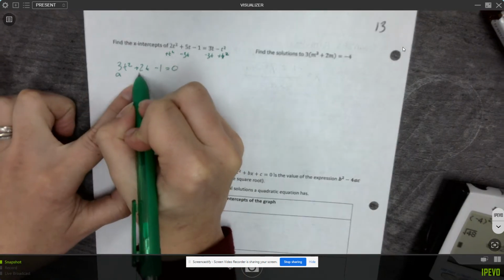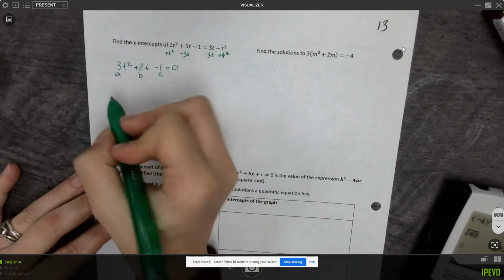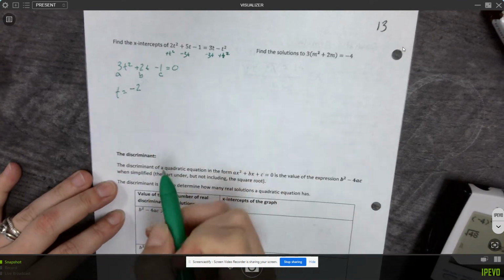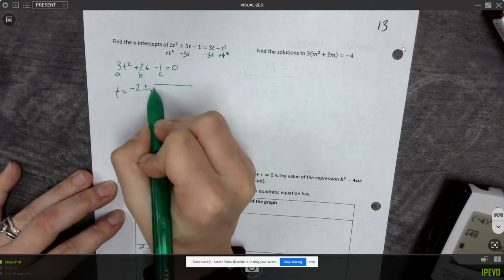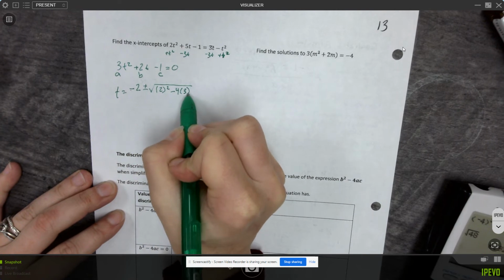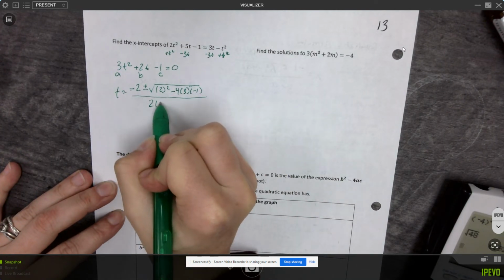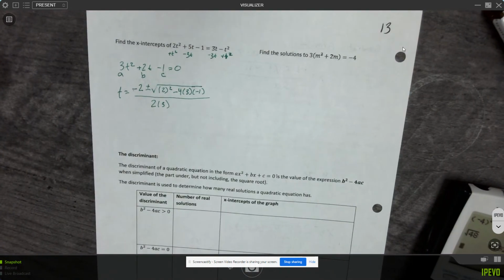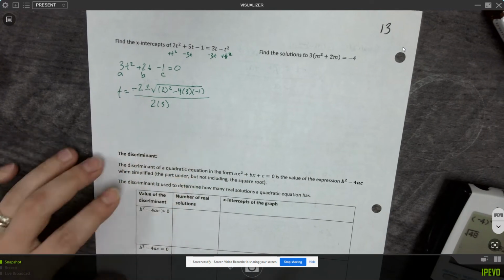A is 3, B is 2, and C is negative 1. So t equals negative B, which is negative 2, negative, and then your B value is 2, plus or minus the square root of B squared minus 4 times A times C, all divided by 2 times A. I can't simplify this negative 2 anymore. It's just negative 2. So I'm going to keep that.